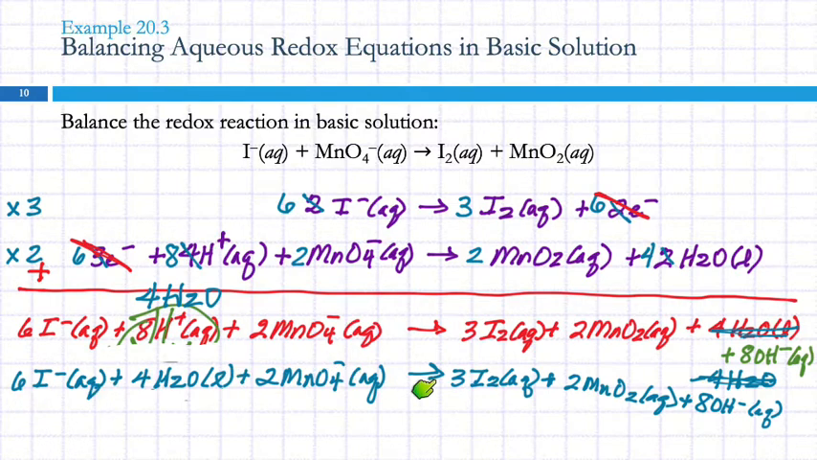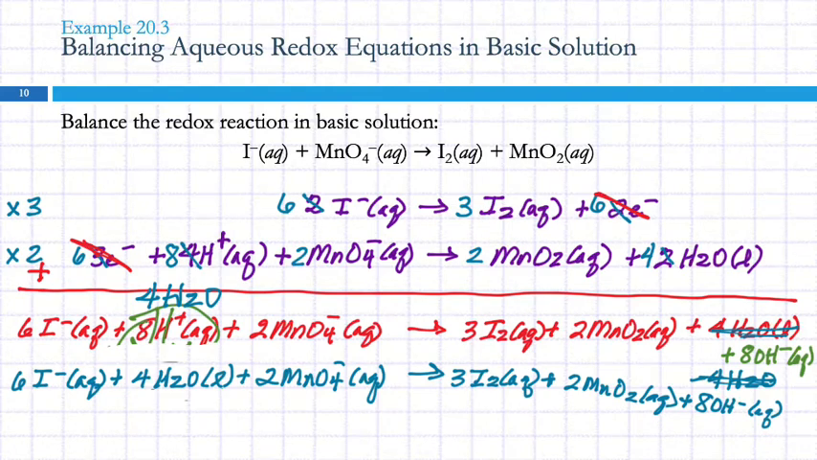Six I's, 2 times 3, 6 I's. 2 times 4, 8 H's, 8 H's. Here's 4 oxygens and 8 oxygens, that's 12. And over here I have 4 plus 8 is 12. 1 manganese, 1 manganese. Total charge, got -6 and -2, so -8, and -8 over here.